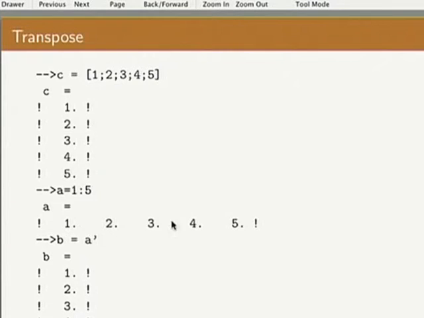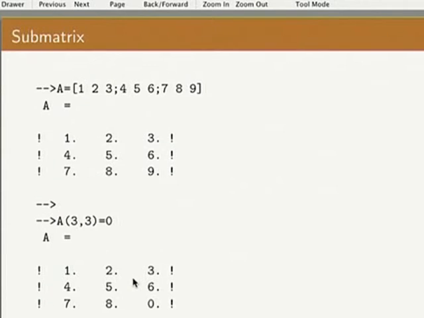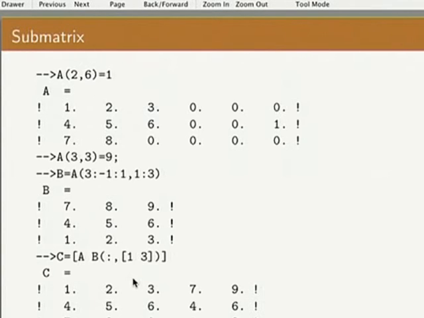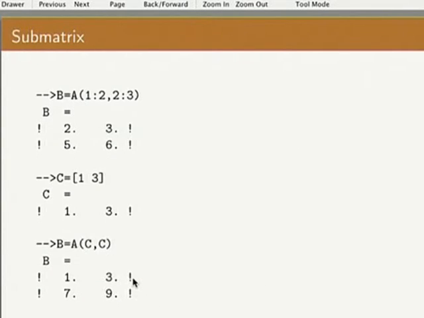Okay. When you have a vector like this, A is equal to 1 through 5, it creates this. Now B equals A transpose. This single quote means transpose. Initially it is a row vector, it becomes a column vector because I have taken the transpose. You can, of course, extract parts of it and so on.